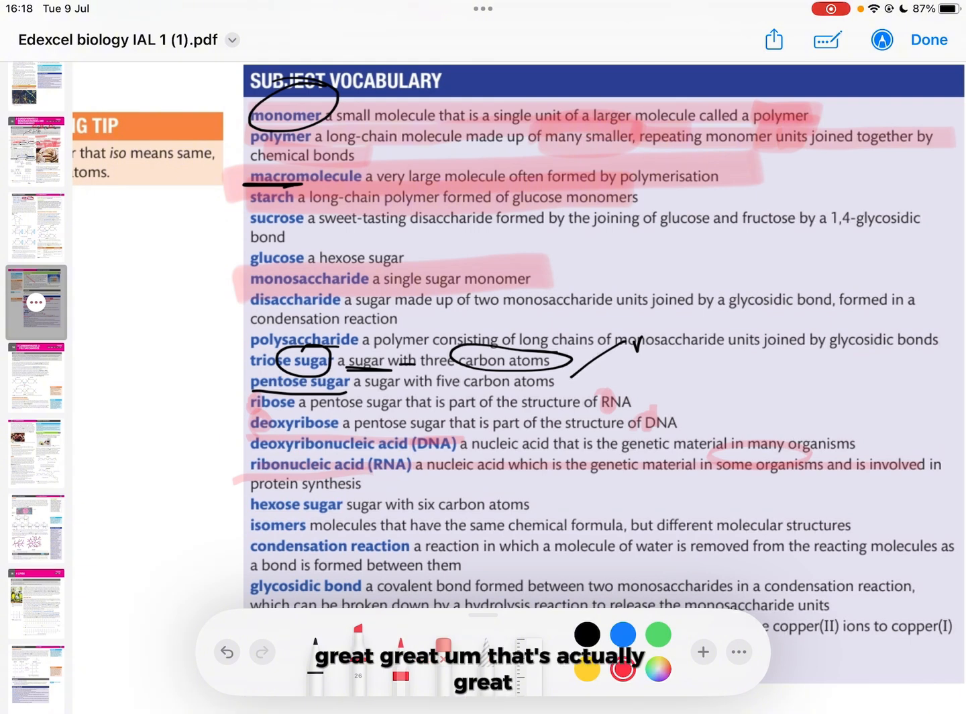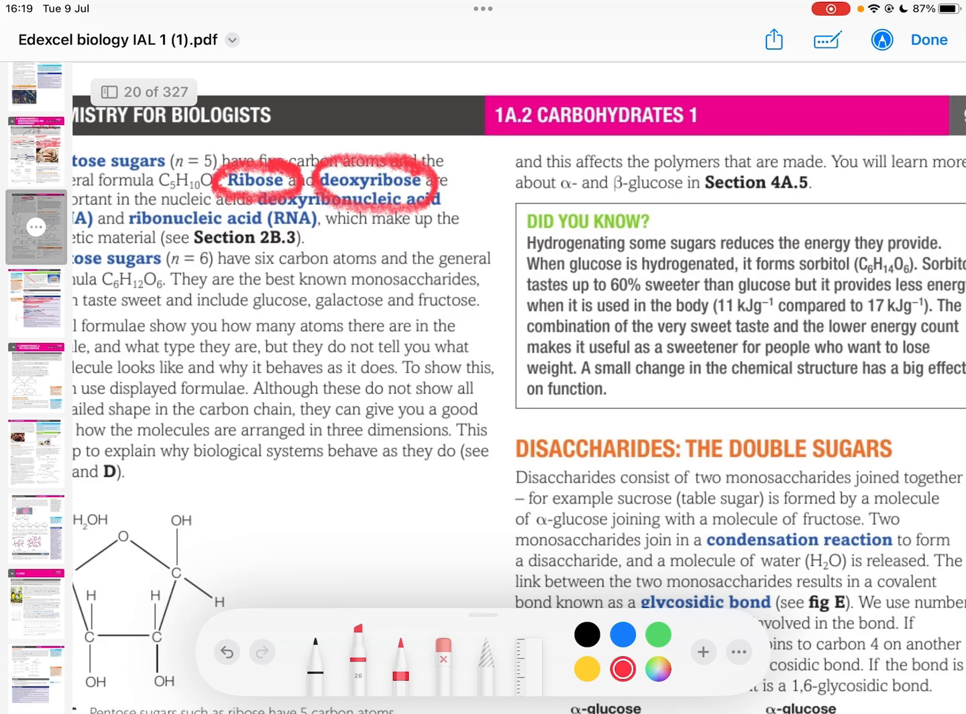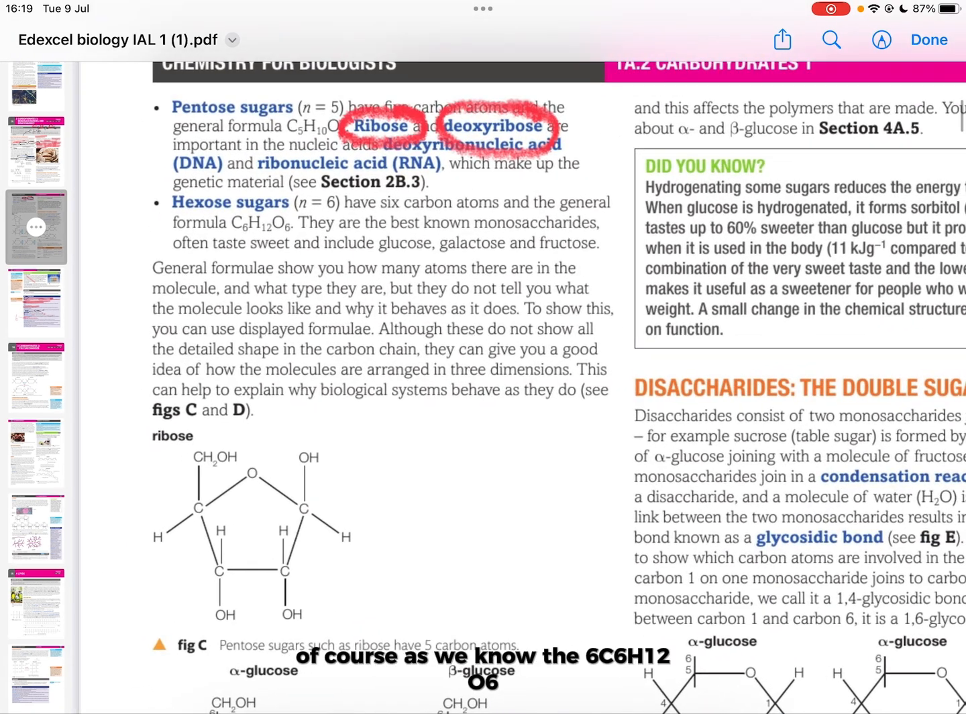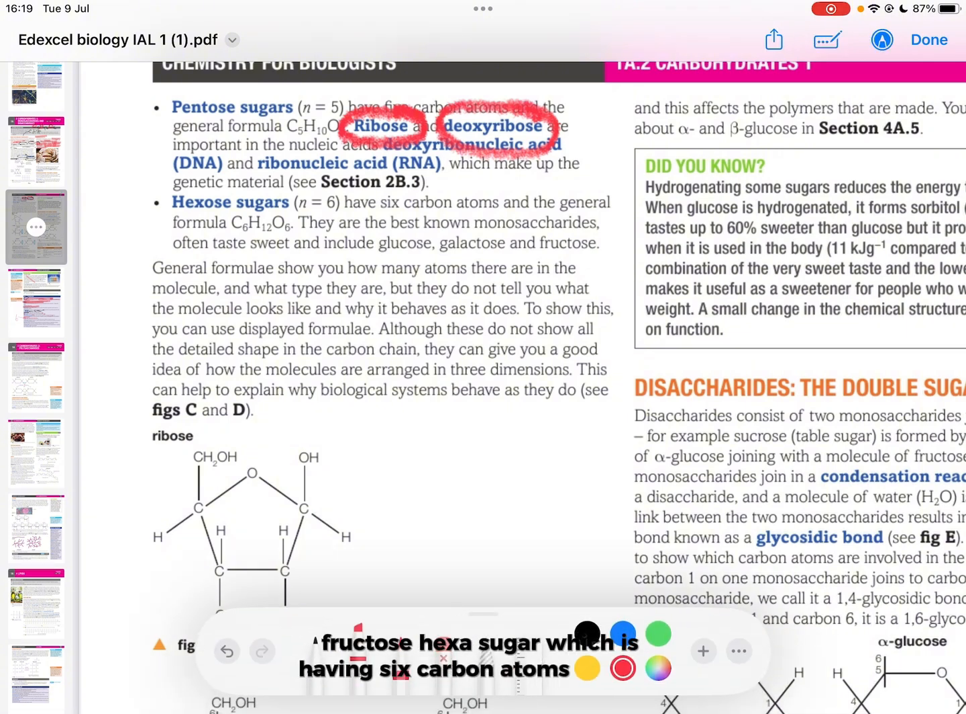Okay. So let's complete the hexose sugar, which is very, very easy. Basically, the hexose sugar is sugar with 6 carbon atoms, from its name hex, which is 6. Okay? So the hexose sugar, for example, as we know, C6H12O6, is basically glucose, galactose, fructose. Hexose sugar has 6 carbon atoms.